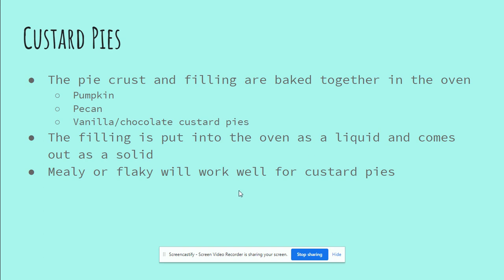Mealy or flaky works well for custard pies because the filling is not liquidy once it's done baking. So it's going to be a solid, and either type of crust will hold up well to it. You can also use a crumb crust with these. Like, people like to put graham cracker crust with pumpkin pie sometimes. It tends to be really good.